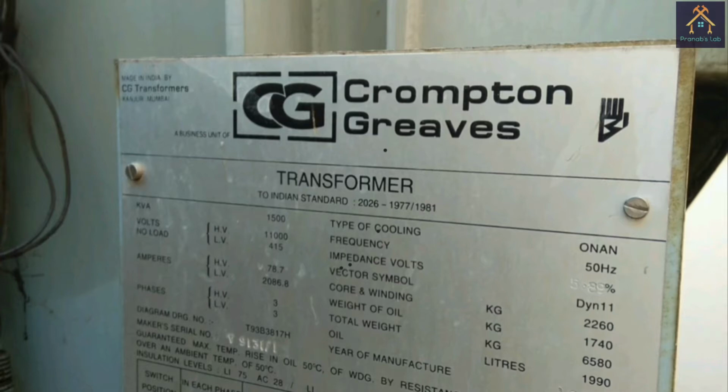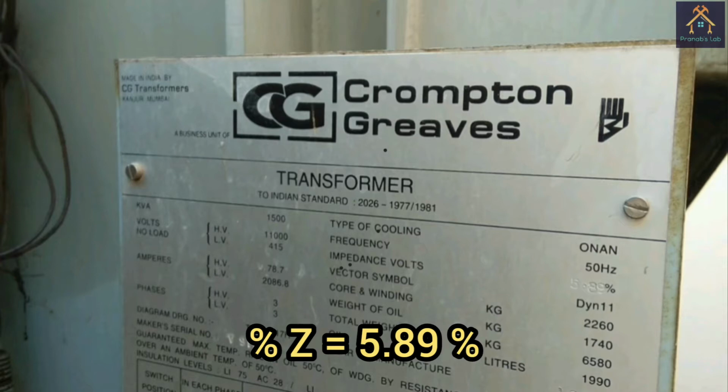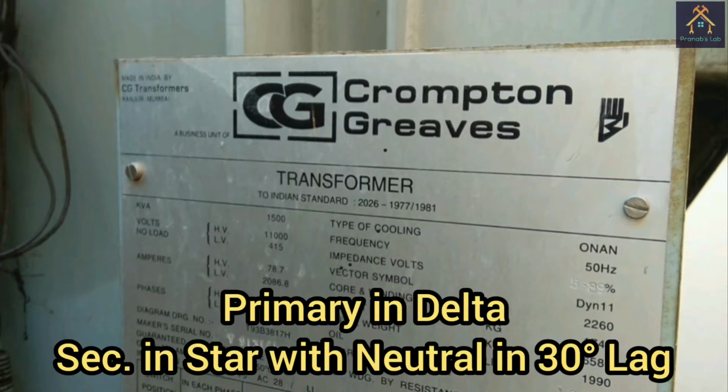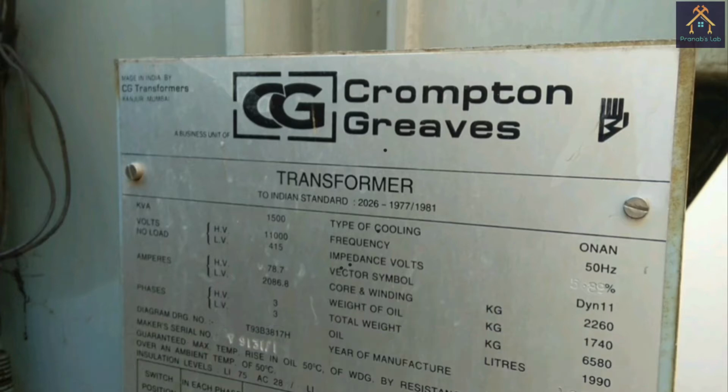The percentage impedance is 5.89% and the vector grouping is DYN11. That means the primary of the transformer, that is the 11 kV supply end, is connected in delta network, and the secondary side, that is the 415 volt end, is connected in star network with neutral connected. And the number 11 means the secondary terminals lag behind the primary by 30°. I will discuss this vector grouping in another video and it will be clear to you.